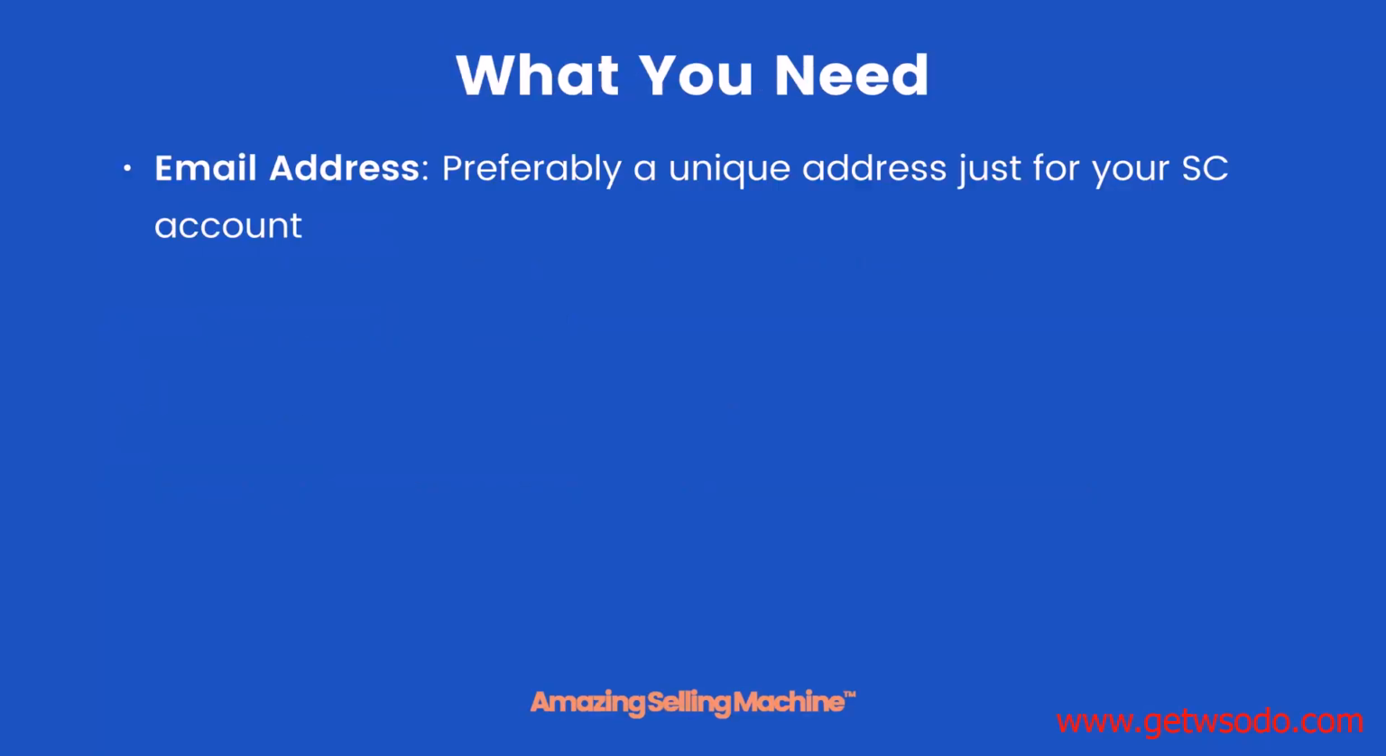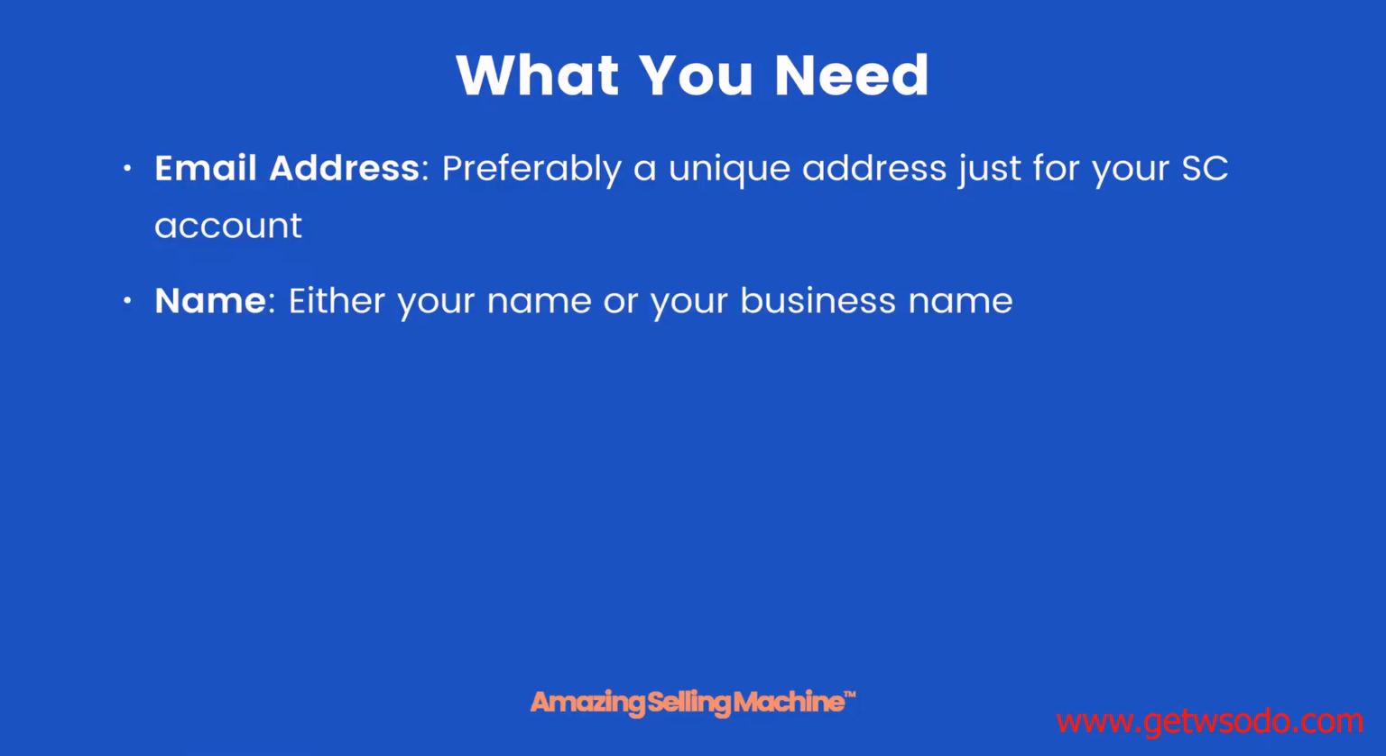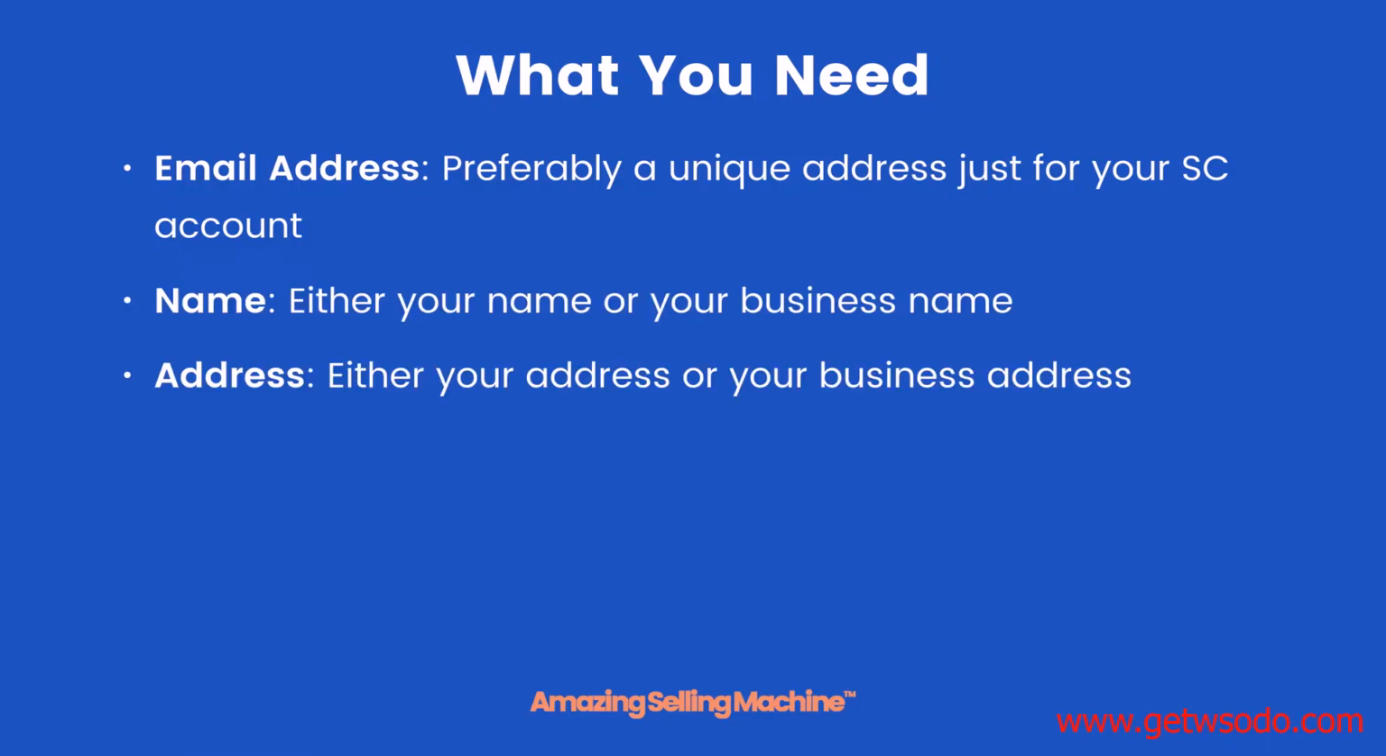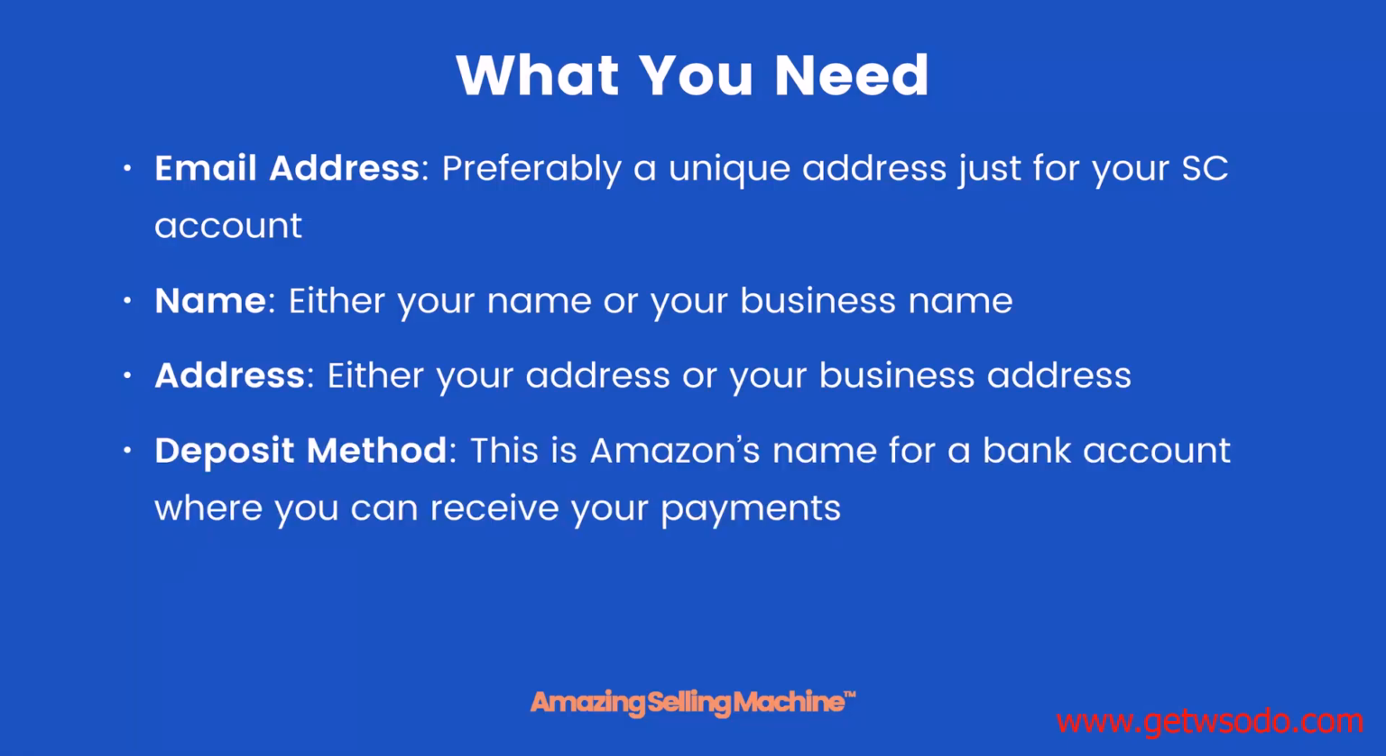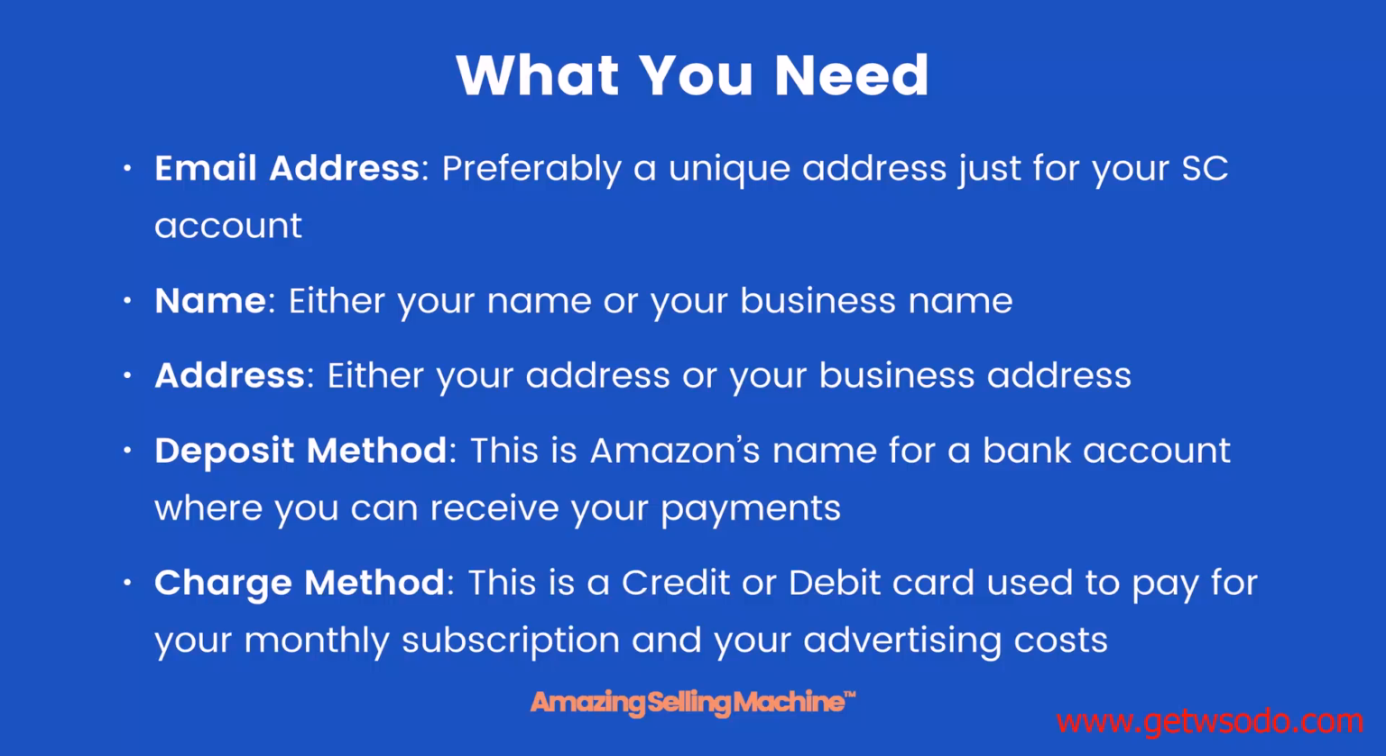So what do you need? The first thing you need is an email address, and preferably a unique address just for your Seller Central account. Then your name, and either your name or your business name. The address, again, it's either your address or your business address if you've set one up. Now, the deposit method. This is Amazon's name for a bank account, essentially, where you can receive your payments. Lastly, the charge method. This is a credit or debit card used to pay for your monthly subscription and your advertising costs. Now, it's worth noting once you get started, the monthly charge will actually come out of your sales.